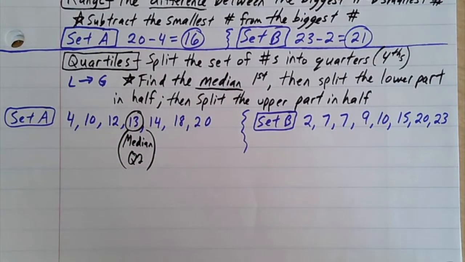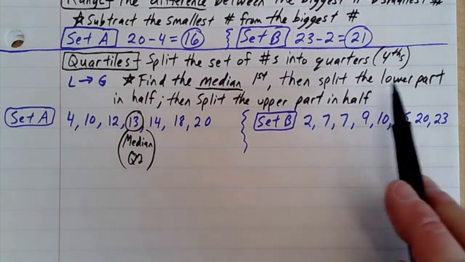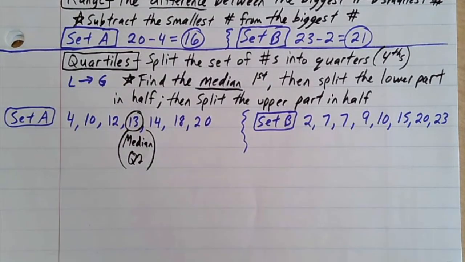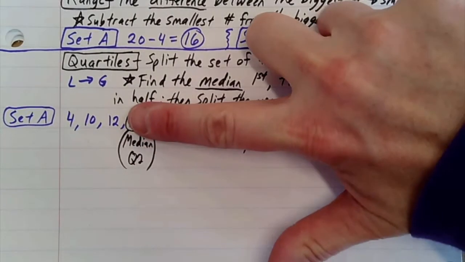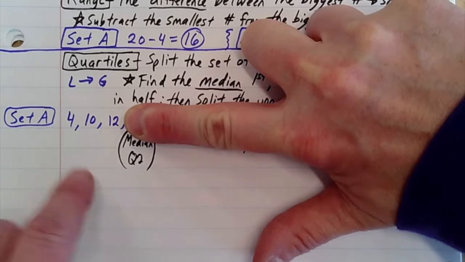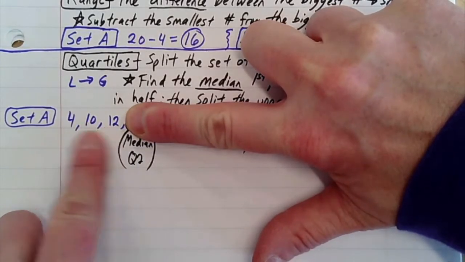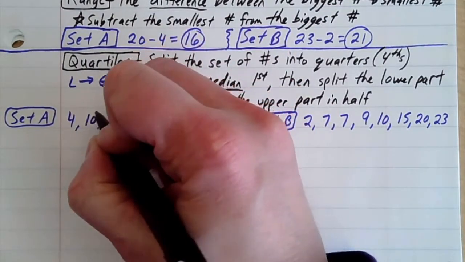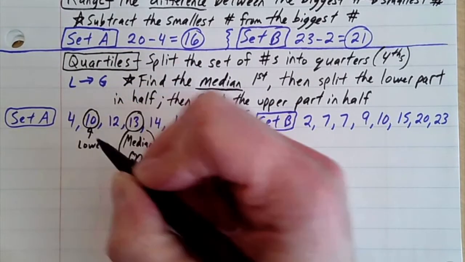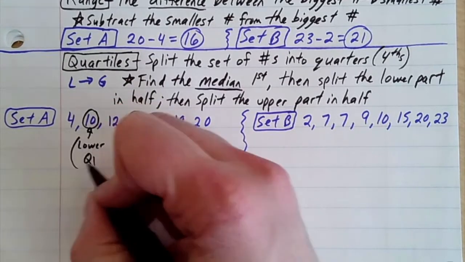You find the median. Then you're going to split the lower part in half and find its middle. So the way I would do that is I would cover up the top part. So when I'm looking at the lower part, I see 4, 10, and 12. So what's the middle of that? Well, the middle number would be 10 because there's only 3 numbers there, so the one in the middle. So then 10 we call the lower quartile or quartile 1.